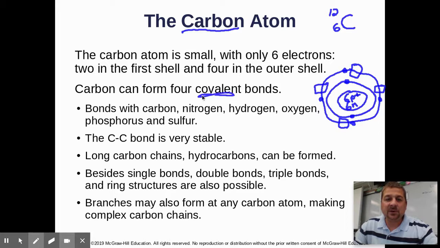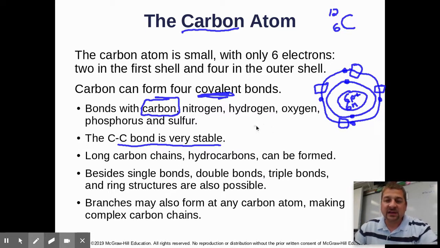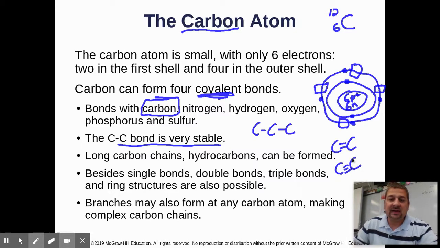So it tends to form covalent bonds when we talk about biomolecules. And those 4 covalent bonds form readily with the CHNOPS, the nitrogens, the hydrogens, the oxygens, the phosphorus, the sulfurs, those elements that are very common in living things, and with other carbons. So the carbon-to-carbon bond is very stable. And this is where you get these long hydrocarbon chains. They can have single bonds. You can have double bonds represented that way, triple bonds. They're all very stable. You can have ring structures.